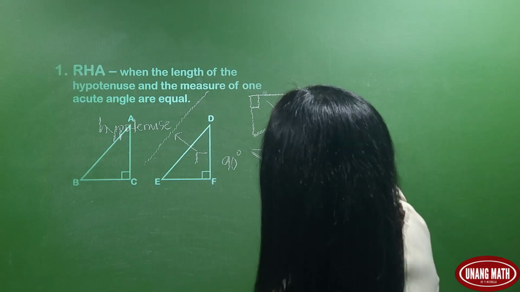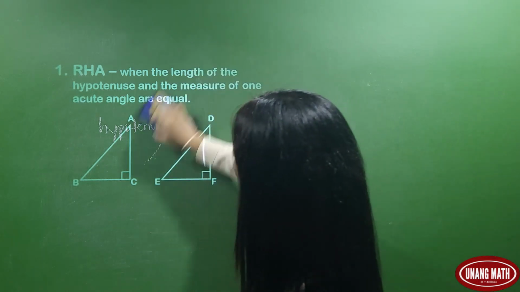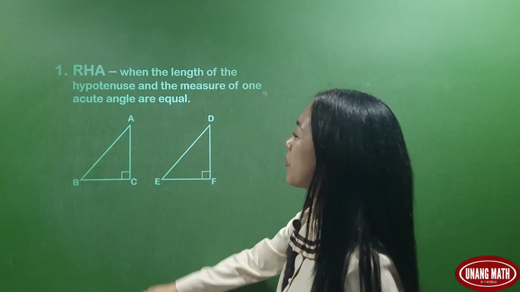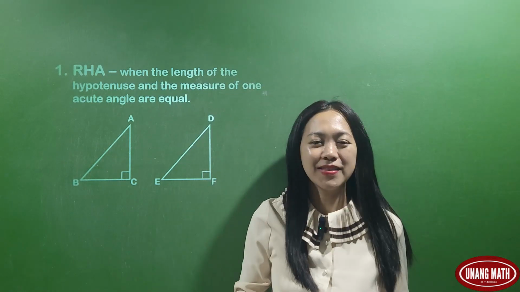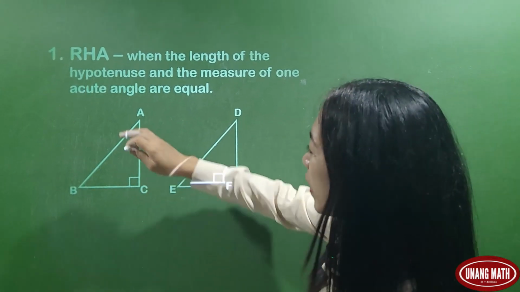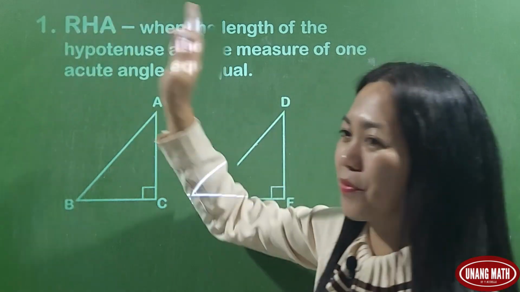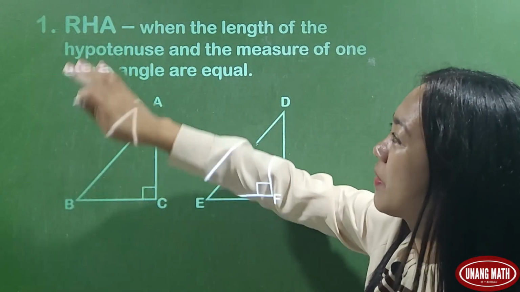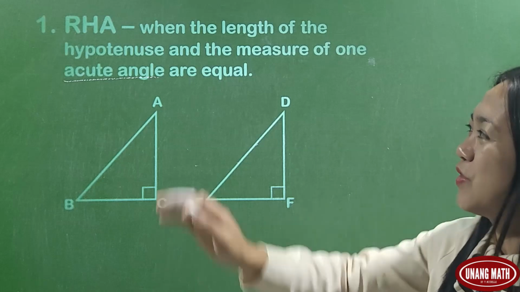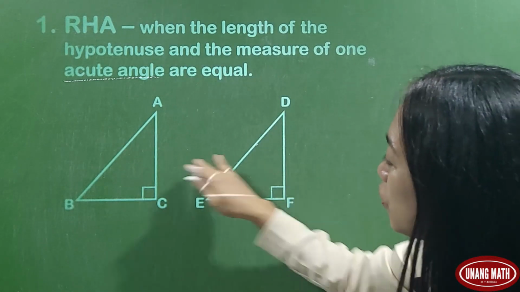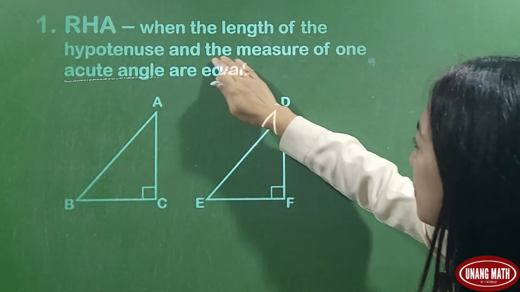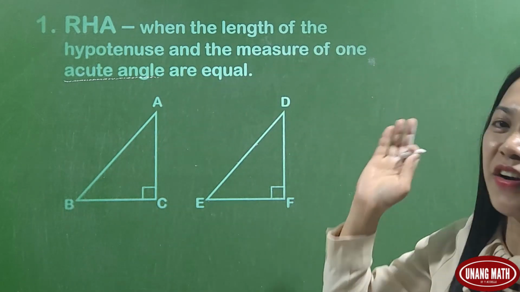Okay, now, what are the two conditions for two right triangles to be congruent? The first condition is what we call RHA congruence. Since we are dealing with right triangles, R stands for the right angle, H for hypotenuse, and A stands for the corresponding acute angle. So according to RHA congruence, two right triangles are congruent when the length of the hypotenuse and the measure of one acute angle are equal.